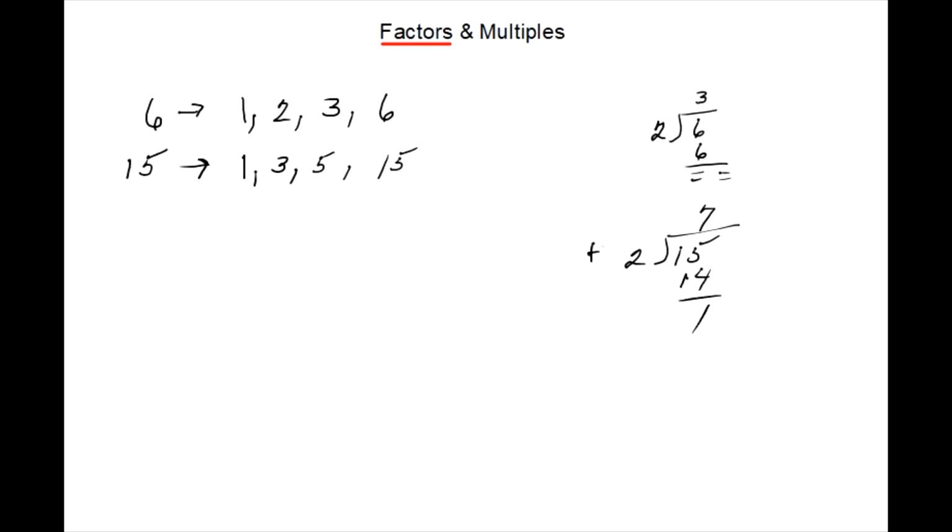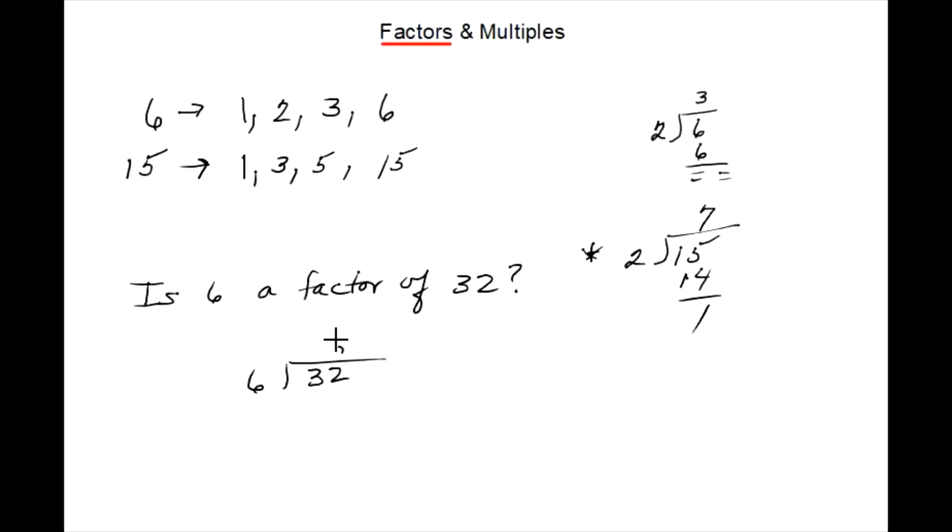So you see this right here? What we just discovered here is that if you had a question that looked like this, is 6 a factor of 32, for argument's sake? Then we come here, we do 32, we go 6. 6 into 32 is 5. 5 times 6 is 30, and there's a remainder that is not 0. Therefore, the answer to this question is no.